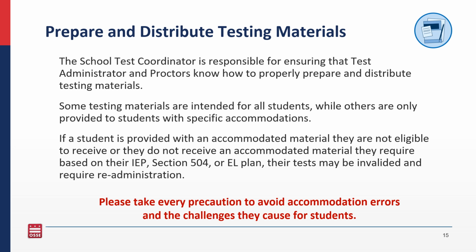If a student is provided with an accommodated material they are not eligible to receive, or they do not receive an accommodated material they require based on their 504, IEP, or EL plan, their test may be invalidated and require re-administration. If you discover that a test was administered with incorrect accommodations, you should stop the unit, immediately notify the appropriate authorized personnel per LEA policy, and submit an incident report to OSSE. Do not take further action, such as continuing to test or starting a new unit, without direction from OSSE. Please take every precaution to avoid accommodation errors and the challenges they cause for students.